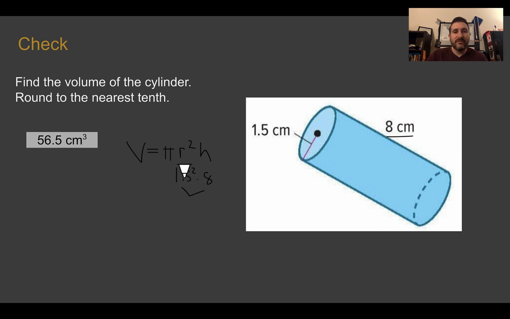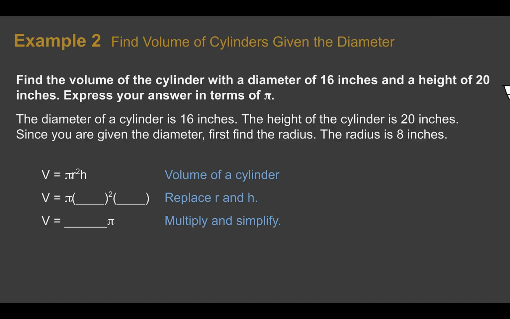Those two together, 1.5 times 1.5 is 2.25, times 8 is 18. Now I'm multiplying by pi, which is 3.14, and I would end up with 56.5.